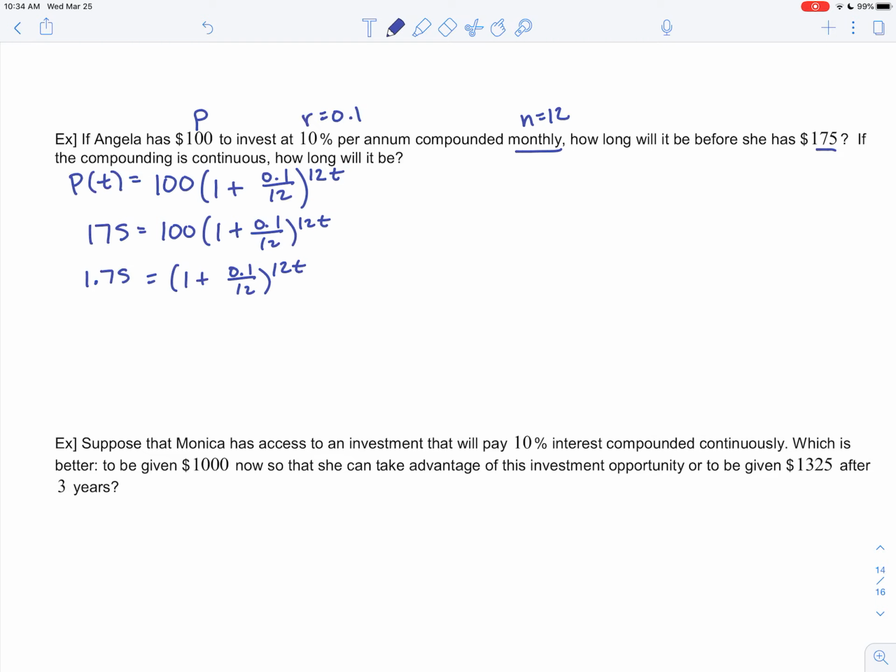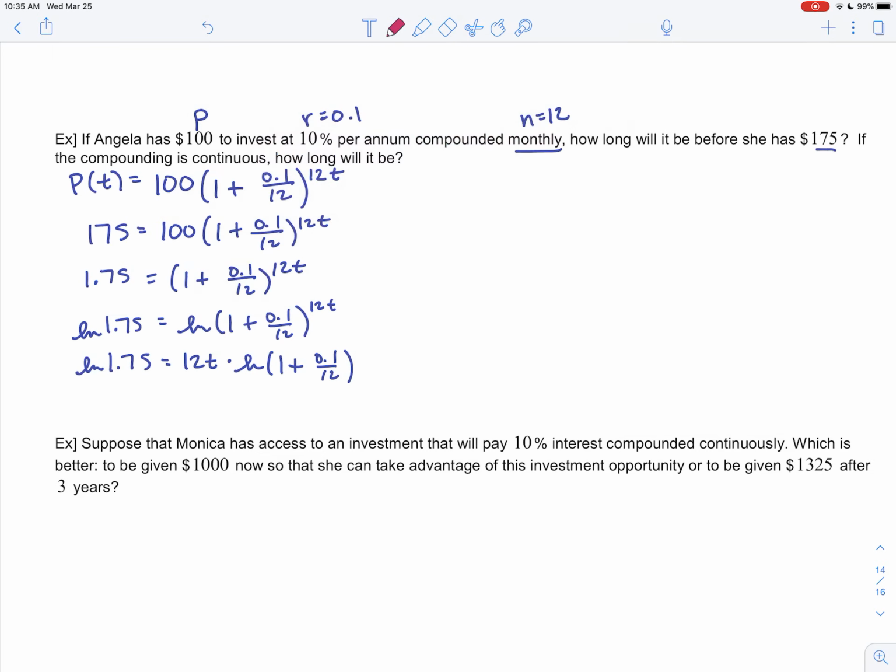Now, in order to get this 12t down, we'll have to use a log or a natural log. I'll go ahead and use a natural log here. I'm doing that on both sides. The whole point of doing that is that now you can bring that 12t down to the front as a factor. So I have a natural log of 1.75 equals 12t times the natural log of 1 plus 0.1 over 12.